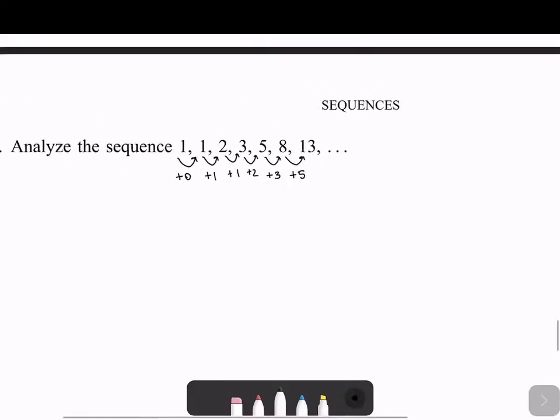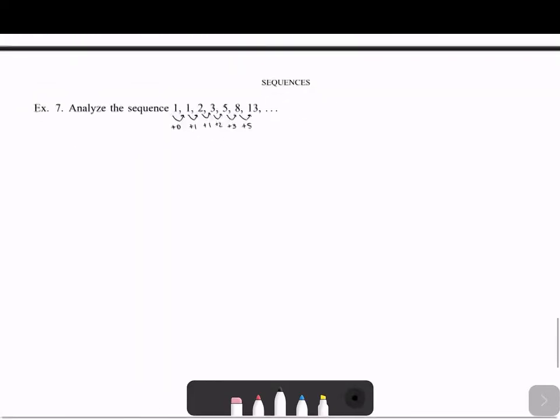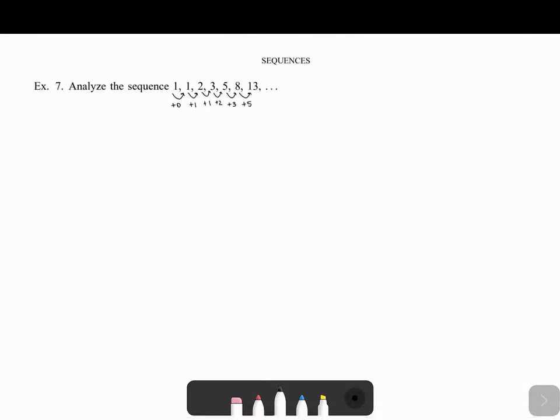So clearly, the sequence is not arithmetic. We don't add the same thing every time. However, these numbers should look familiar to you, because we add 1, and then 1, and then 2, and then 3, and then 5, which are the exact numbers in this sequence. So this isn't arithmetic. We don't add the same thing each time, but what do we add?